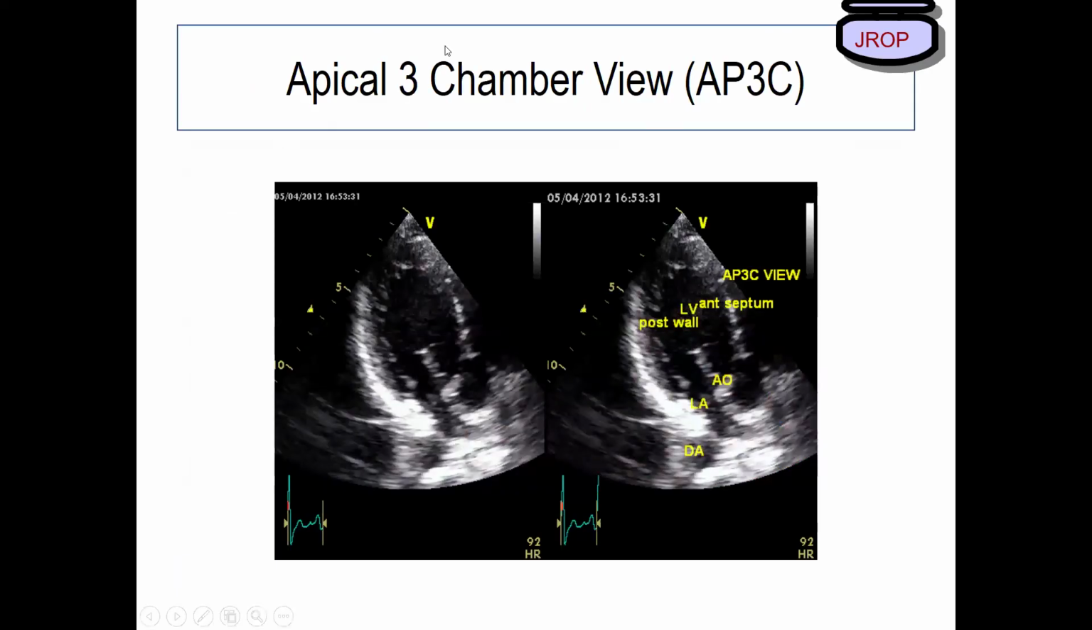This is three chamber view, right? Yes, sir. So this is anterior septum. This is posterior wall. Anterior septum has got two divisions, basal anterior septum and mid anterior septum. This is supplied by LAD. Posterior wall is supplied by circumflex, basal posterior wall and mid posterior wall. They are supplied by circumflex.